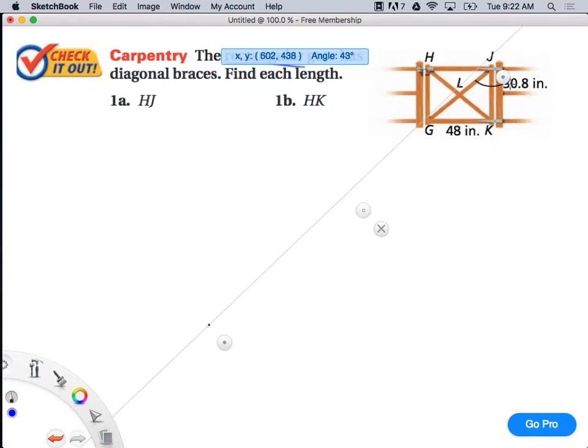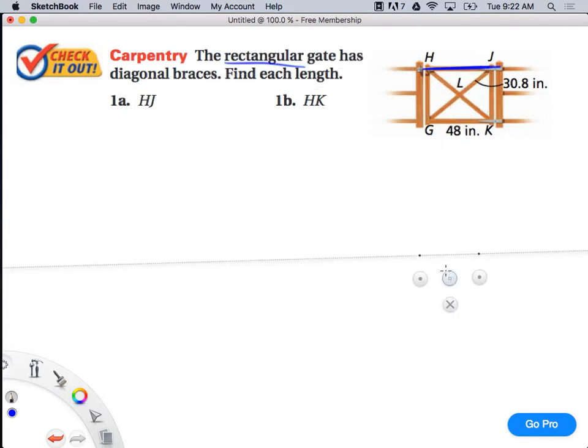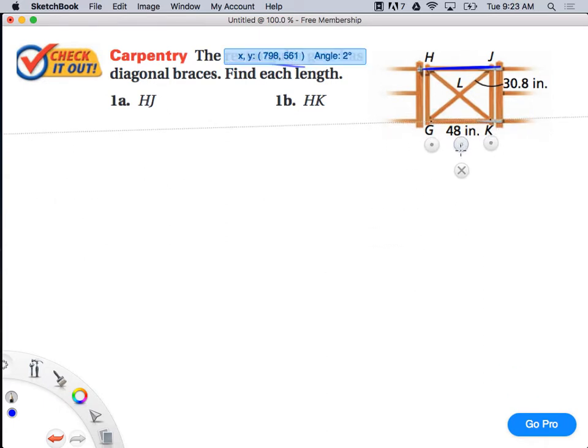So it's asking for HJ. So I'm just going to highlight that right there. That's HJ. Okay. Well, how can I figure out what the length of HJ is? Yes, sir? The bottom is 48. So GK is 48. So what does that tell us about HJ? It's also 48 because opposite sides are congruent. So that's 48 inches as well.